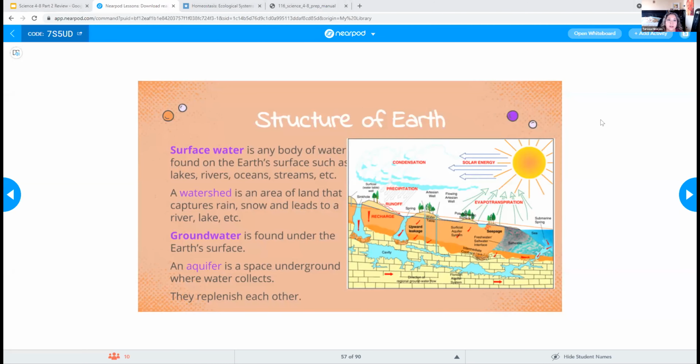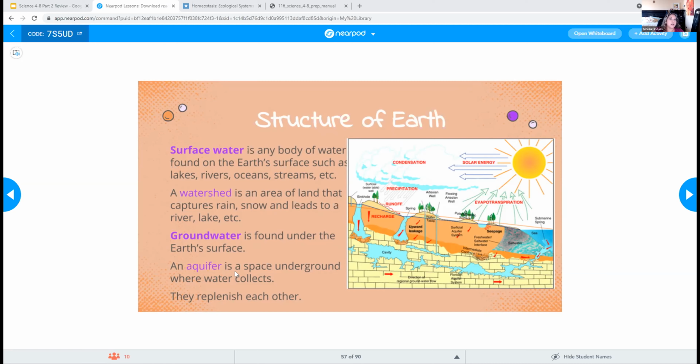Okay, so on Earth, we are going to have different types of water. So in your competencies, it mentions specifically watersheds and aquifers. So surface water is basically any water that's out on the surface, right? Lakes, rivers, oceans, streams. And a watershed is just an area of land that captures that rain or snow. So it's like a big area, and where it rains, it's just going to capture that water. So there may be surface water that's found on it, or it may be capturing the water and sending it to an aquifer, which would be underneath. So that would be like groundwater.